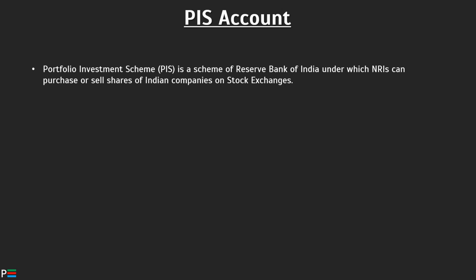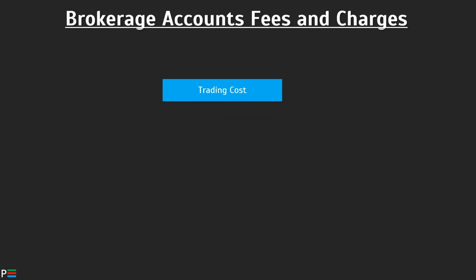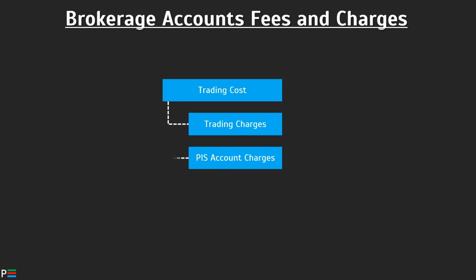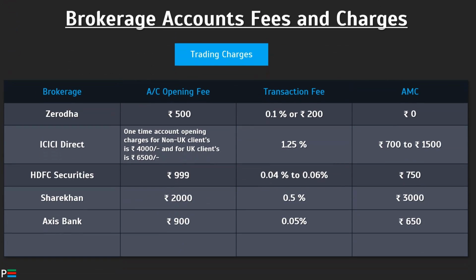Now that we understand what an NRE, NRO and a PIS account mean, let's have a look at the brokers and their charges for an NRI. Your trading cost as an NRI is more expensive if you compare that to a local demat account, as it includes the PIS charges apart from the normal trading charges that you need to pay. So when you choose your broker, you need to consider both charges. The table below reflects the trading charges with different brokers.